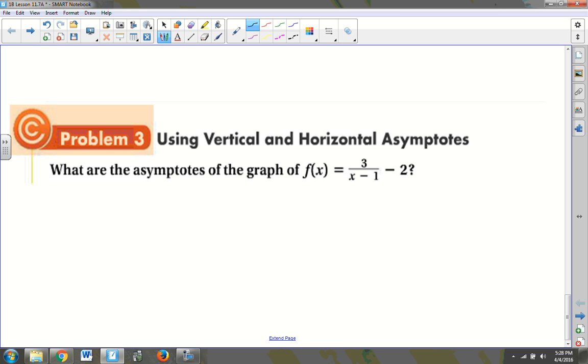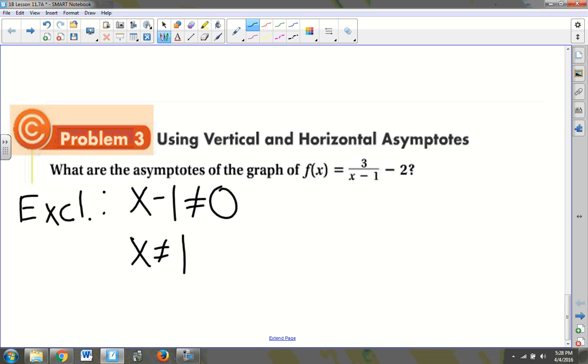So if I deal first with my excluded value, I know that x minus 1, the bottom of that fraction, cannot equal 0, which means x cannot be equal to 1. Okay? So my horizontal asymptote is at x equals 1. Okay, that comes right from here.